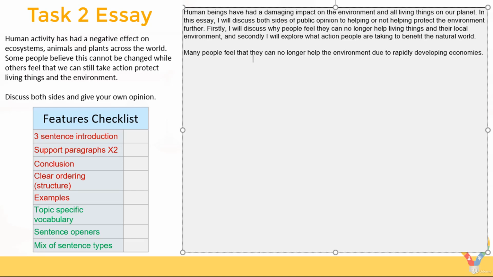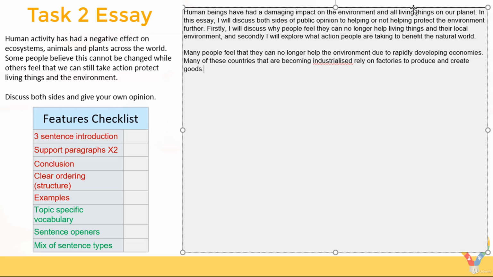So we can say many of these countries that are becoming industrialized. Again, more topic-specific vocabulary. Excuse my spelling there, and British spelling with an S. Many of these countries that are becoming industrialized rely on factories to produce and create goods.